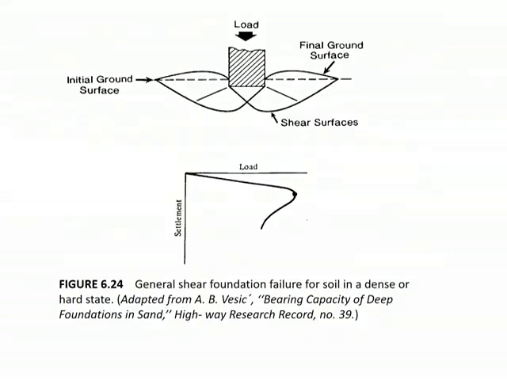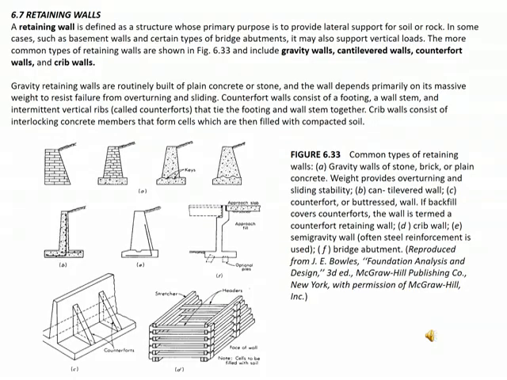What is a retaining wall? We have to retain the structure of the wall, and on the side we can build a retaining wall. The retaining wall is defined as a structure whose primary purpose is to provide lateral support for the soil or the rock. So this is the retaining wall. That can include the gravity wall, cantilever wall, counterfort walls and the crib wall. Those are retaining walls that retain the soil.